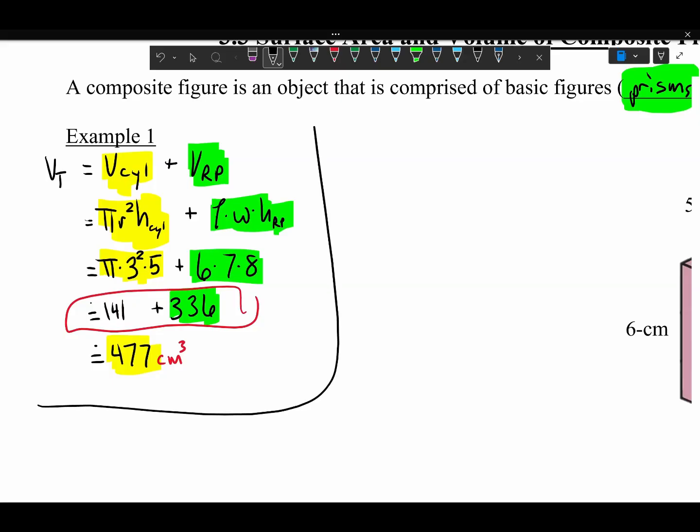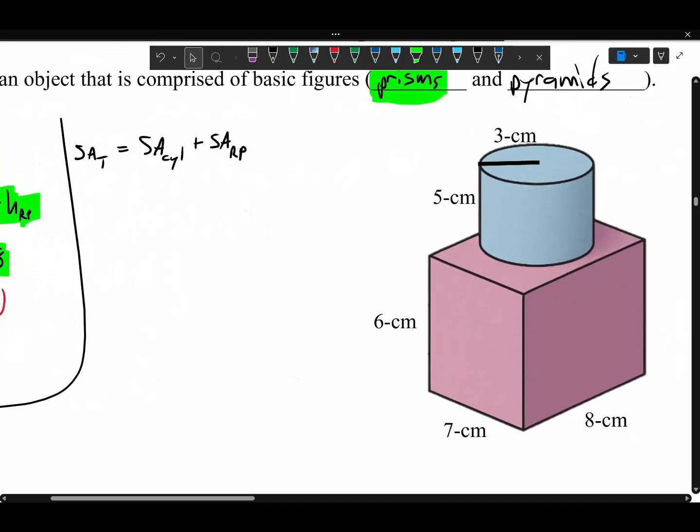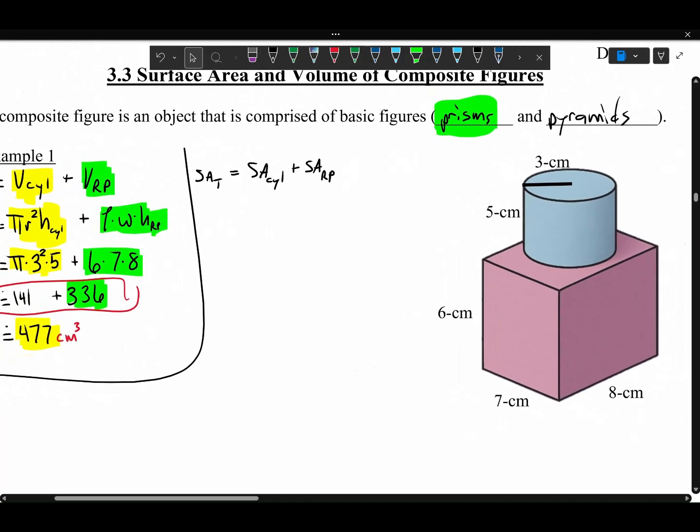If we're working with our surface area, we could just take the same approach. Okay, well, our surface area, total surface area is going to be the surface area of the cylinder plus the surface area of the rectangular prism. And you might say, hey, that makes a lot of sense. It worked for volume. It should work for surface area.